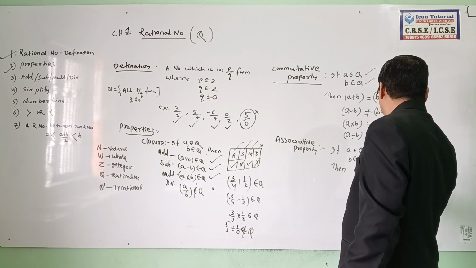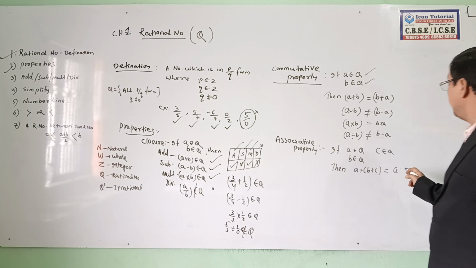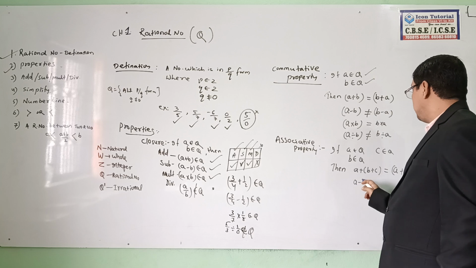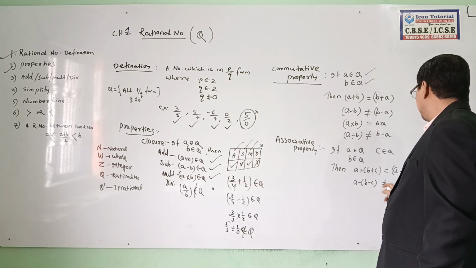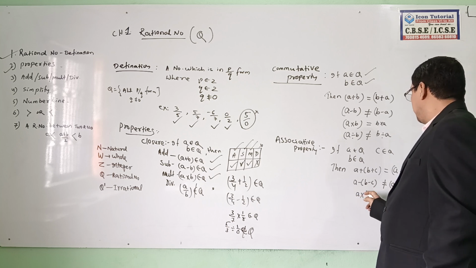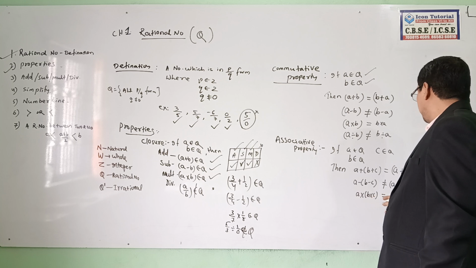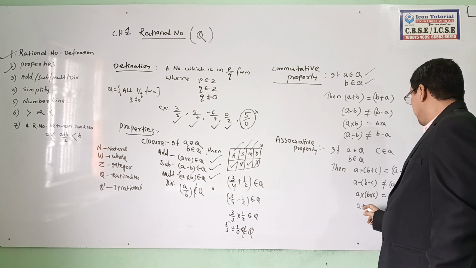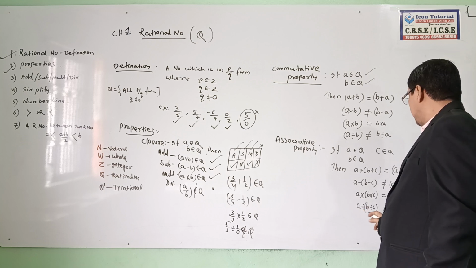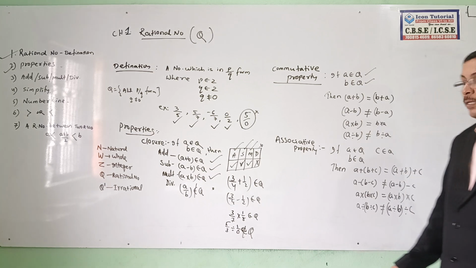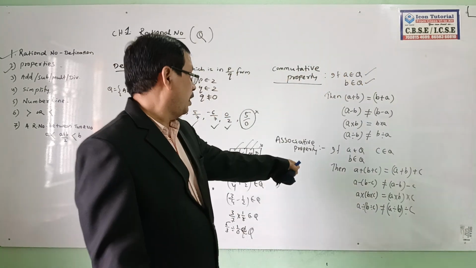A plus (B plus C) is equal to (A plus B) plus C. A minus (B minus C) is not equal to (A minus B) minus C. A into (B into C) is equal to (A into B) into C. A divided by (B divided by C) is not equal to (A divided by B) divided by C. This is your associative property.